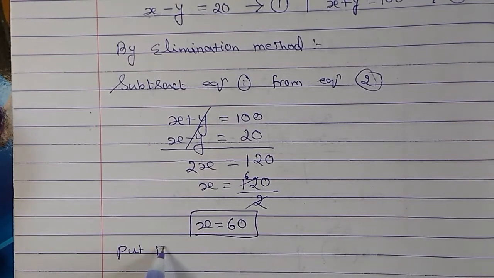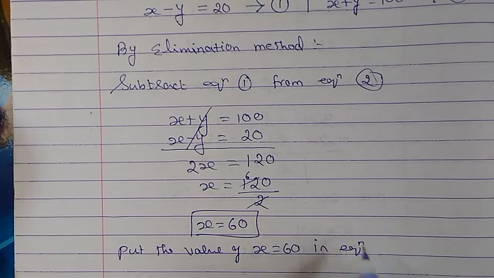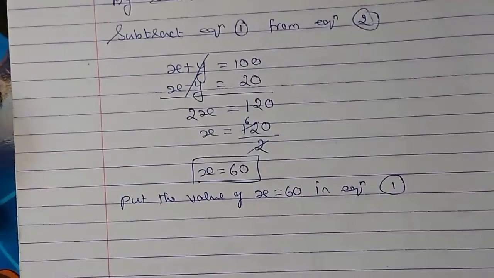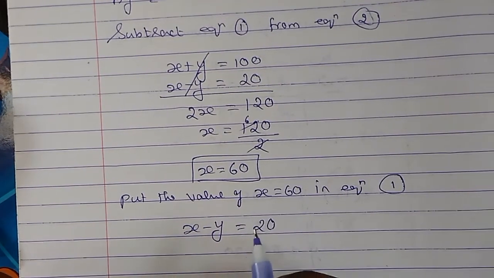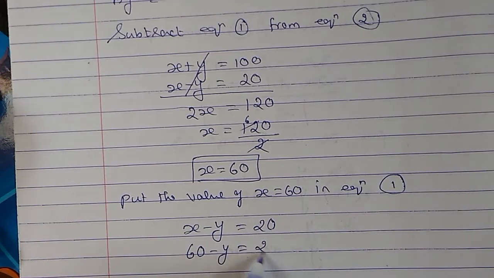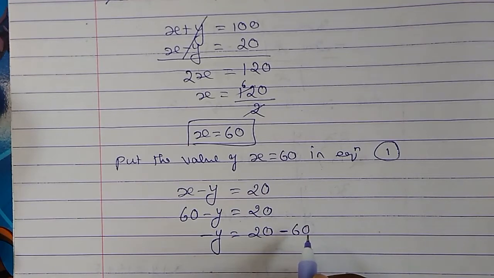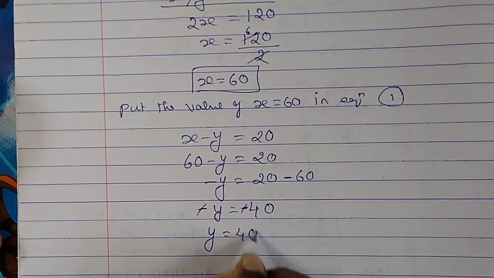Now put the value of x equal to 60 in equation 1. You can put it in any one equation, but I take the smaller one. This is x minus y equal to 20. So the x value is 60, minus y equal to 20. Minus y we keep here, and 20 comes here; when it crosses over it becomes minus. So y equal to, from 60 you subtract 20, we get 40. Here we have minus y and minus 40, so both minus signs get cancelled. So the y value is 40.